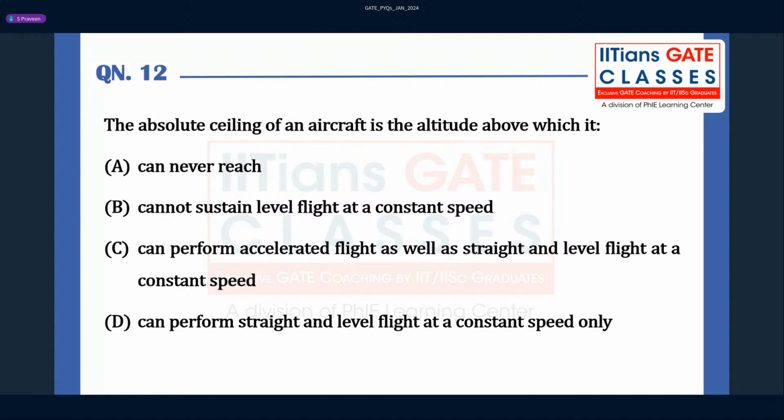The absolute ceiling of an aircraft is the altitude above which it. There are four options: can never reach, cannot sustain level flight at a constant speed, can perform accelerated flight as well as straight and level flight at a constant speed, can perform straight and level flight at a constant speed only. So absolute ceiling underlines the word. Okay. So let's try to understand what is this absolute ceiling.